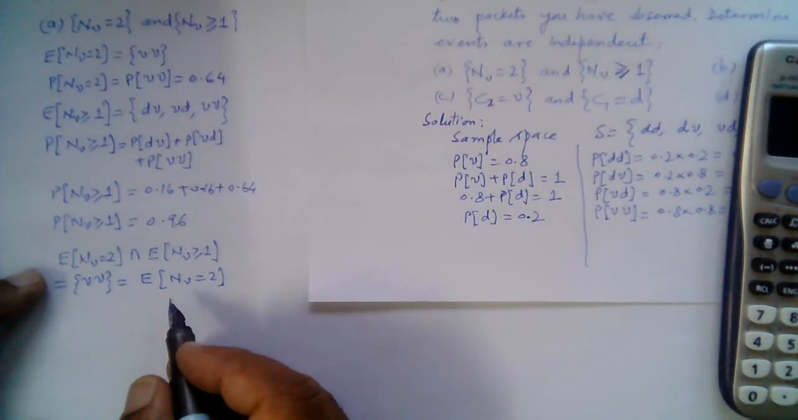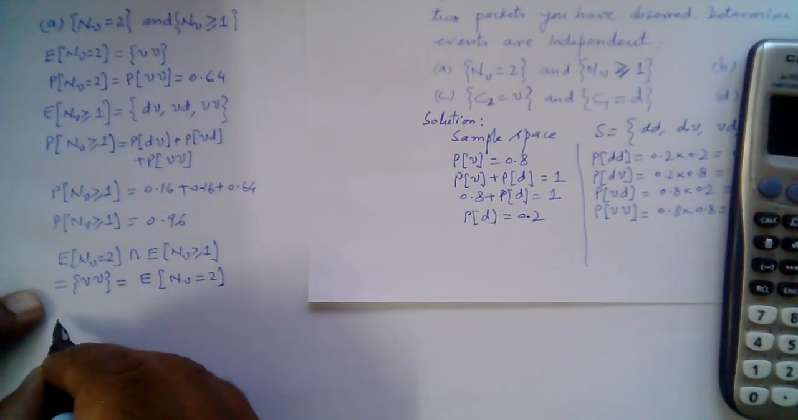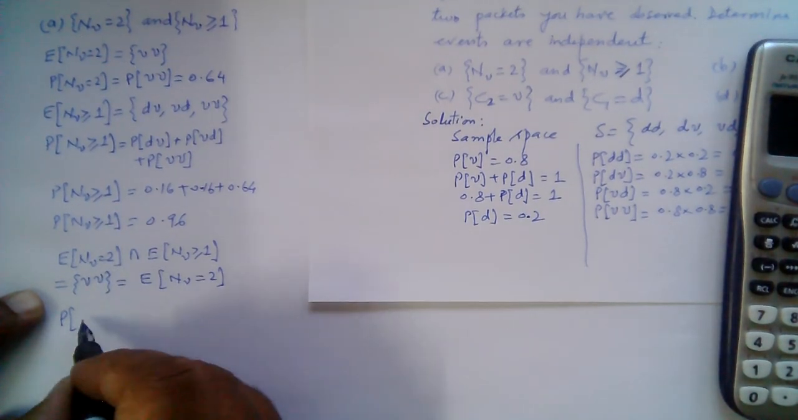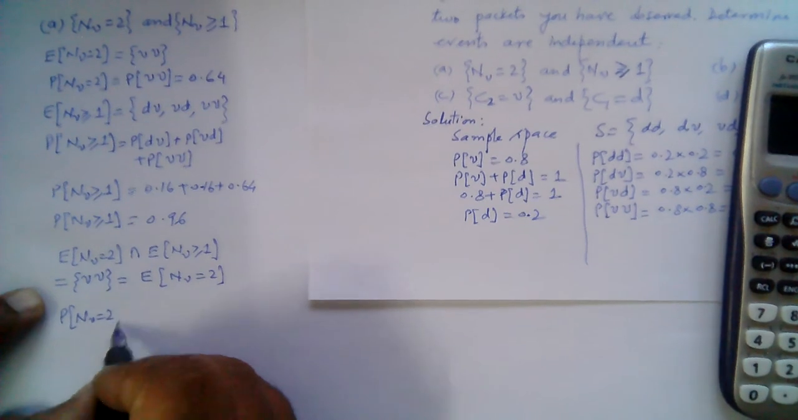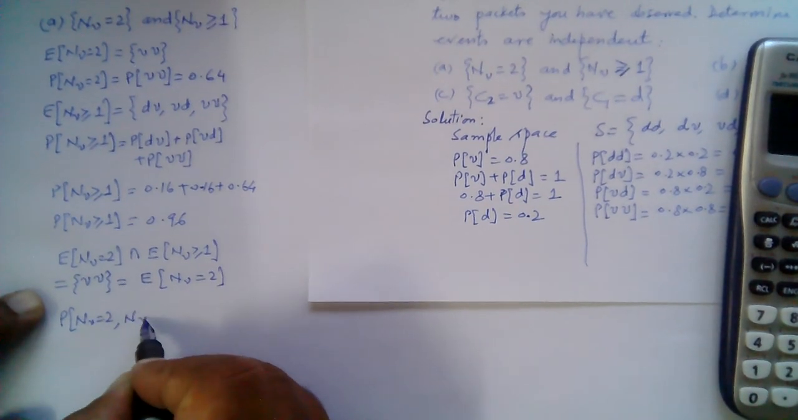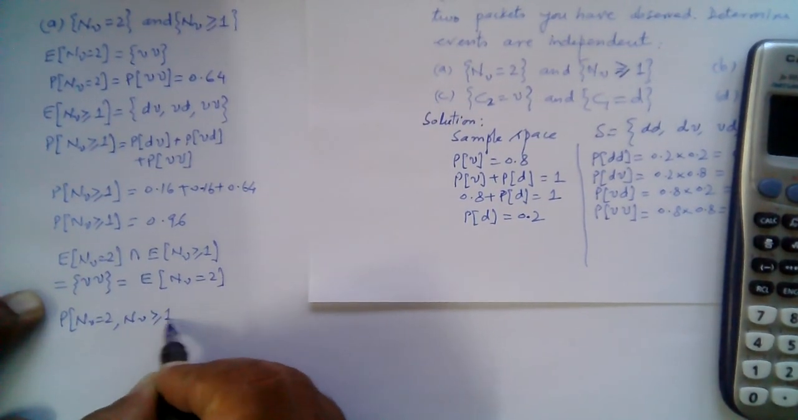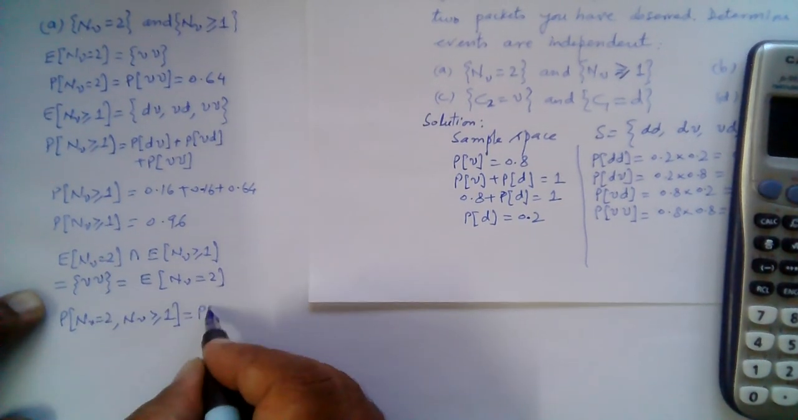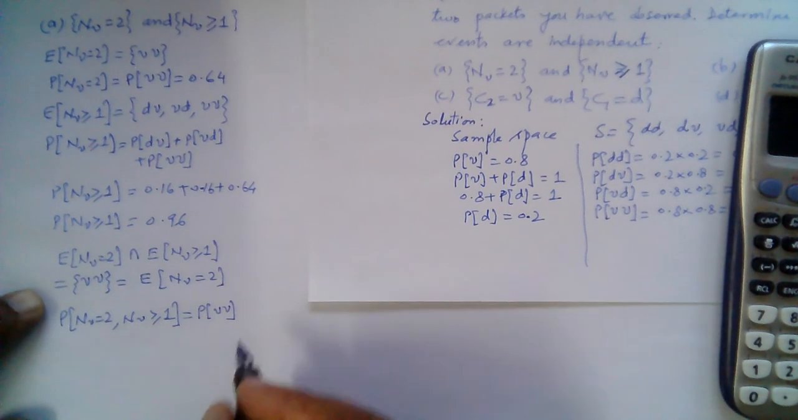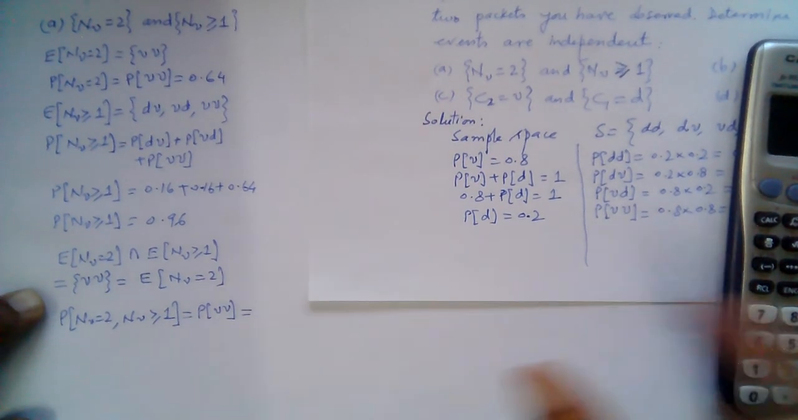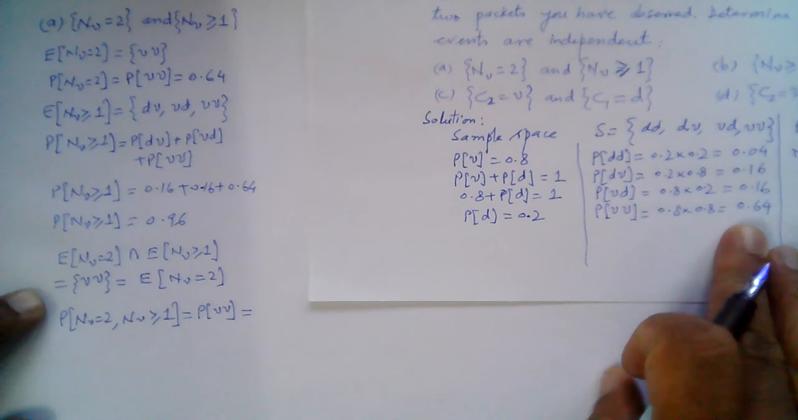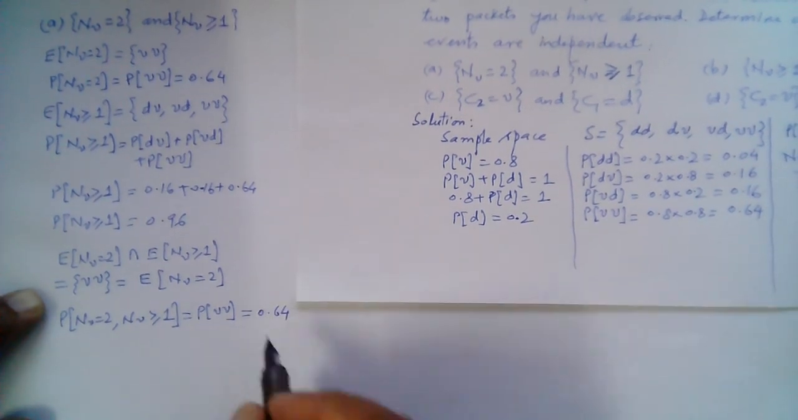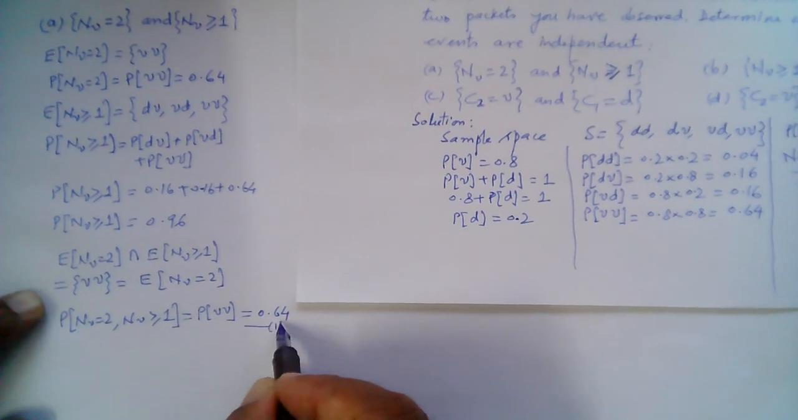So in other words, the probability of the intersection of these two events, NV is equal to 2 and NV greater than or equal to 1, is equal to the probability of event VV, and we found out that this is equal to 0.64 here. So let's call this our equation number 1, right?